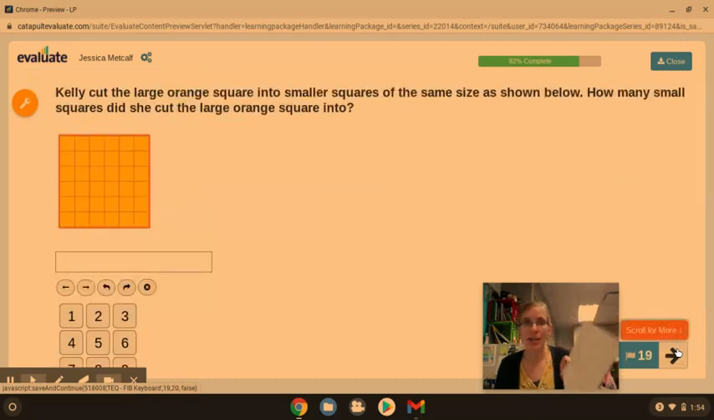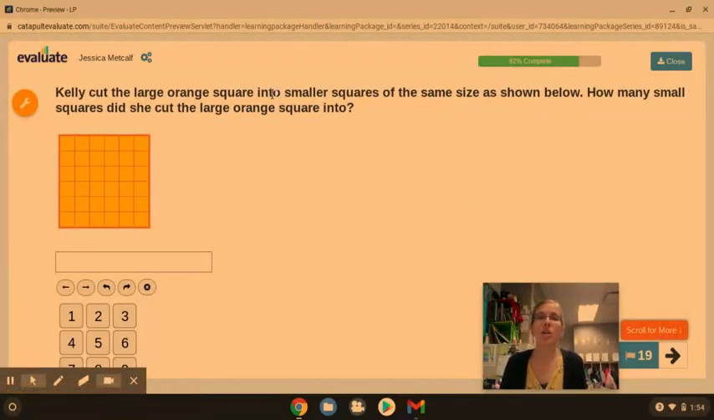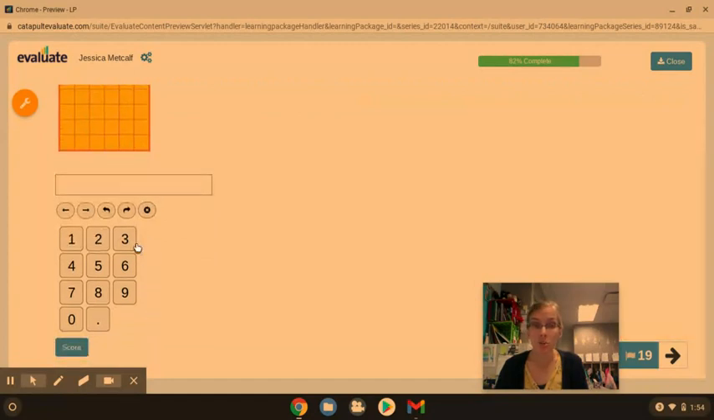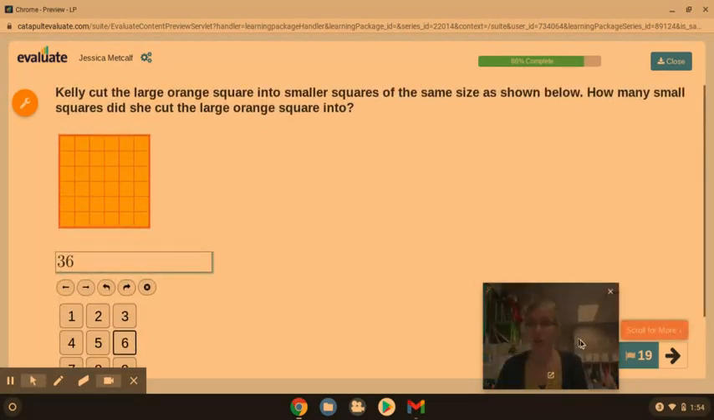You're subtracting. All right, we know that Callie cut this larger square into smaller squares. We want to know how many small squares she cut. You guys are just counting 1, 2, 3, 4, 5, 6, and count all of the little squares. When you count all the little squares, that should get you to 36.